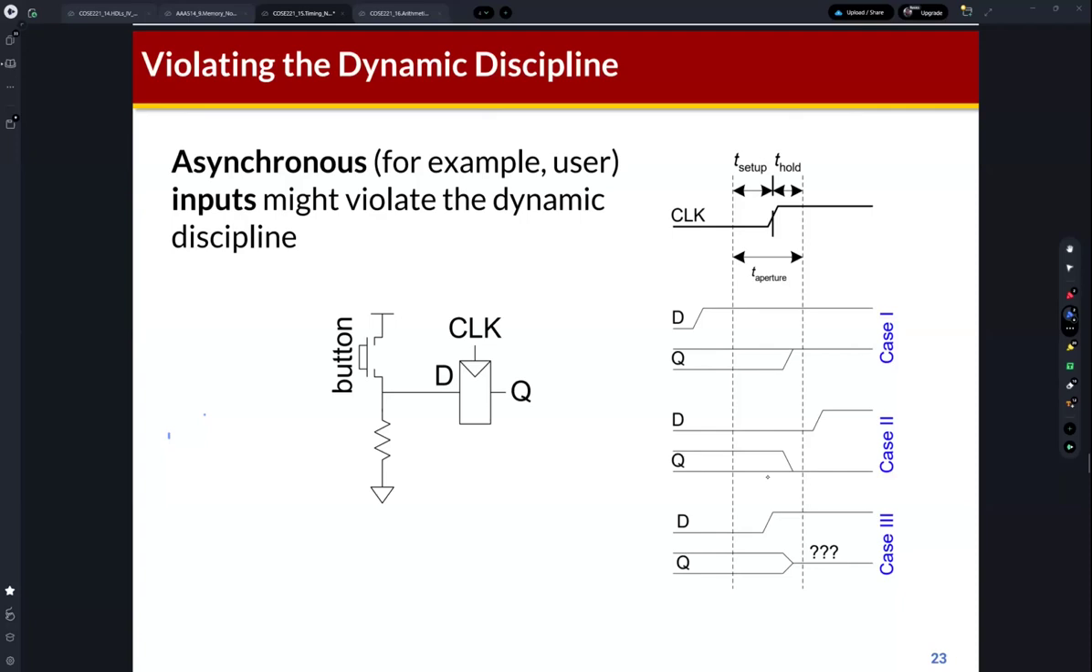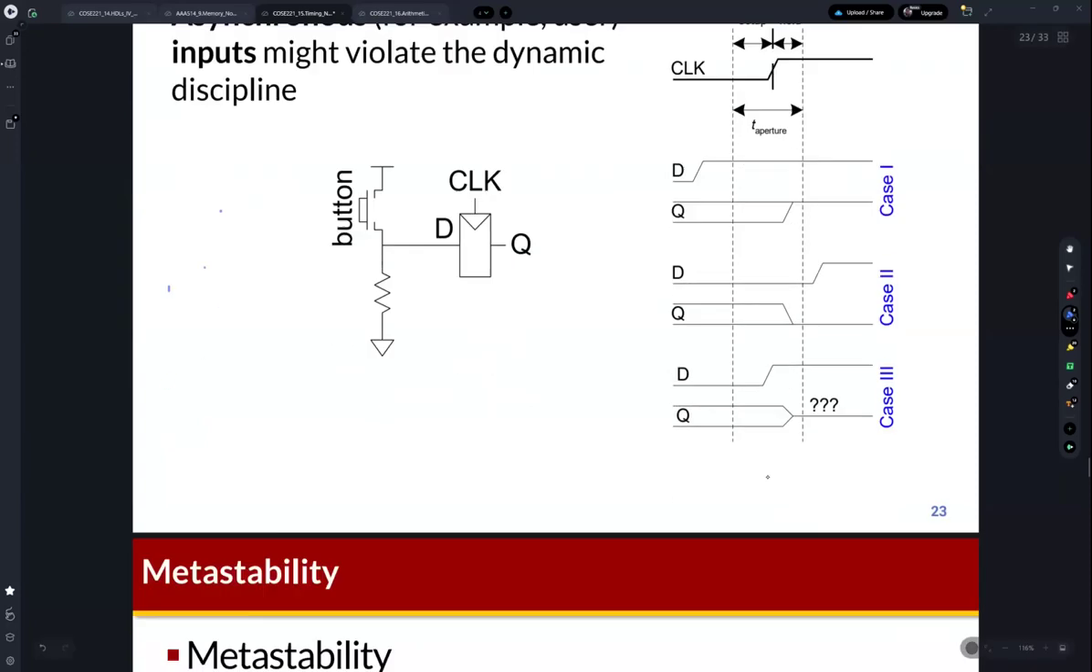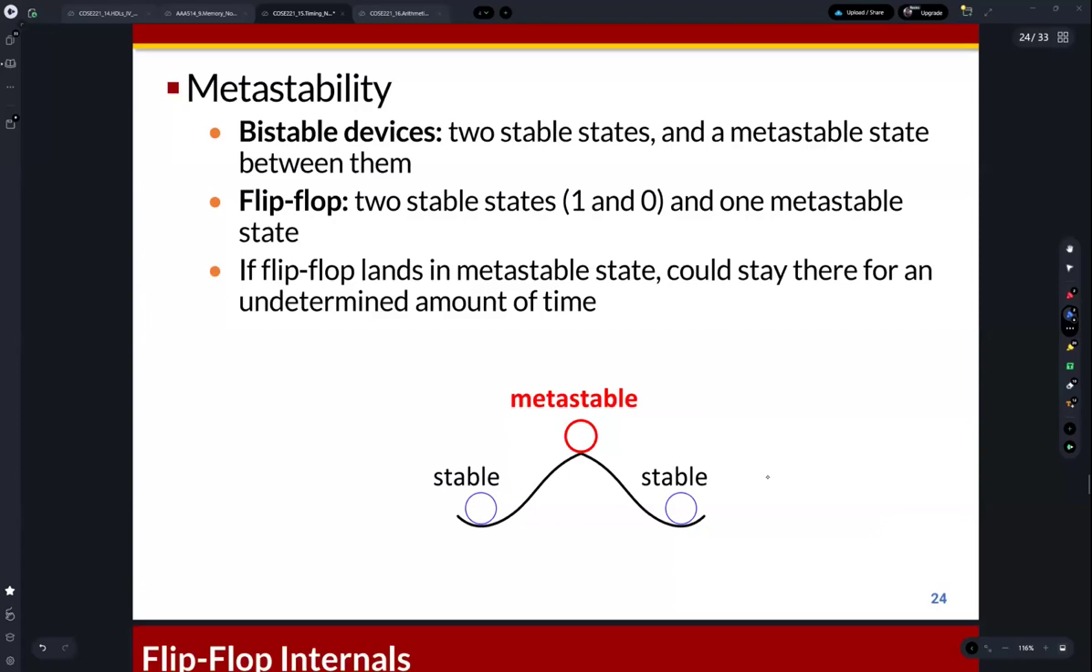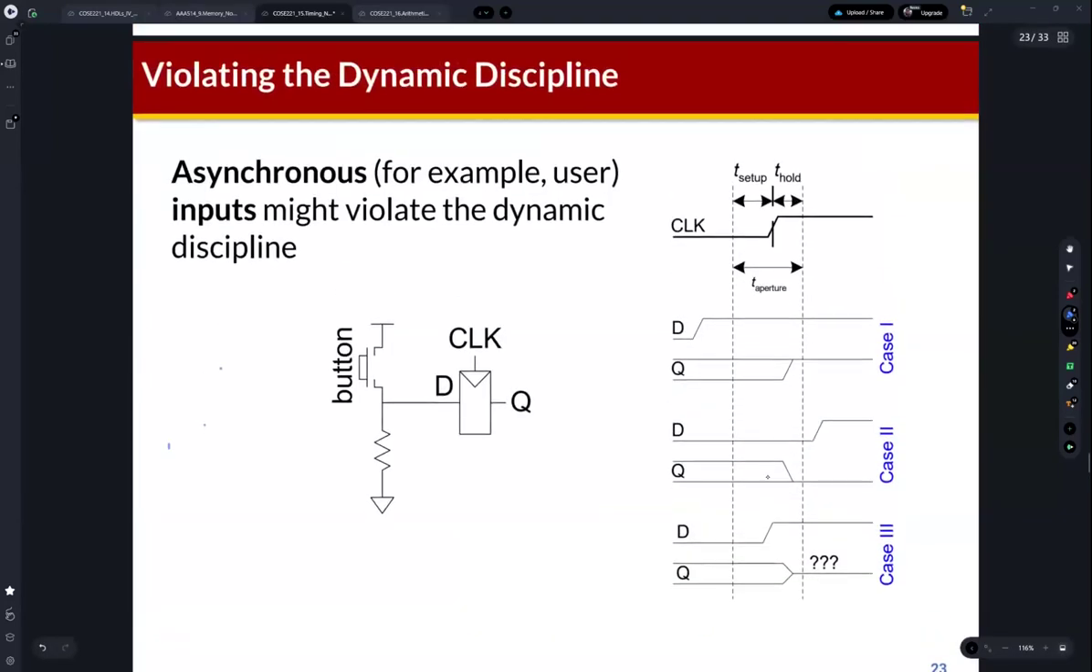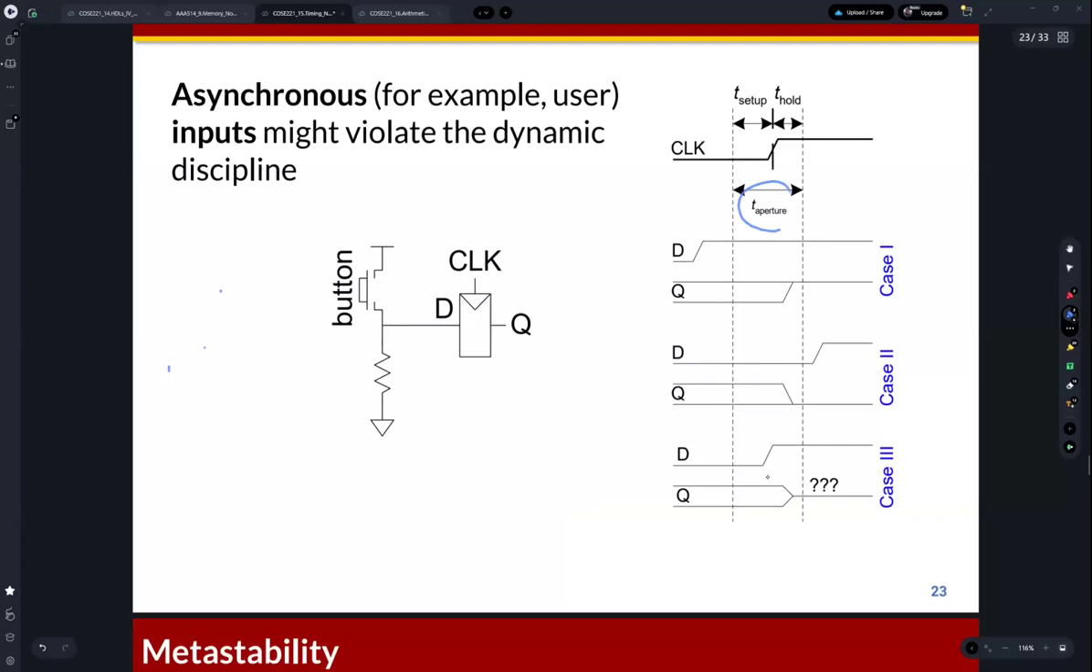Actually, it's not possible. We cannot control the timing of our touch, and so the timing of the outside signal. The problem is that this is the aperture time, like the setup time and hold time of the D flip-flop, and this is the signal from the outside of the system, an asynchronous signal.